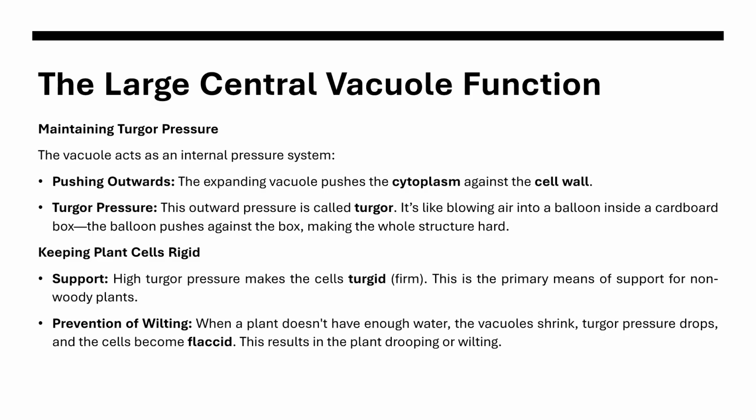But the question is, what happens when a plant gets thirsty? When there is not enough water, the vacuoles shrink and pressure drops. The cells become flaccid, or soft. Without that internal balloon pushing against the wall, the structure collapses and the plant wilts or droops. This is the plant's way of telling you it needs a drink to get its pressure back.